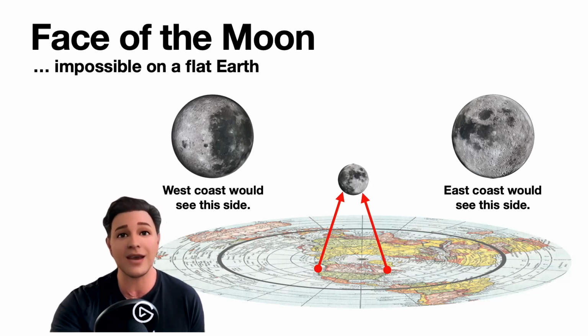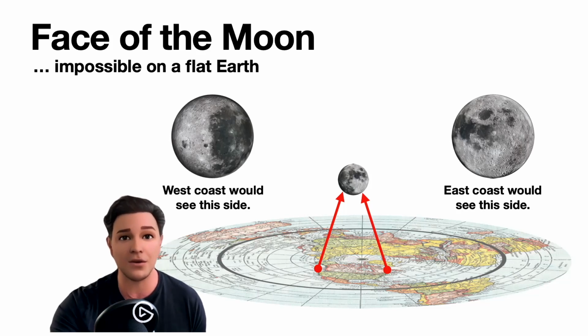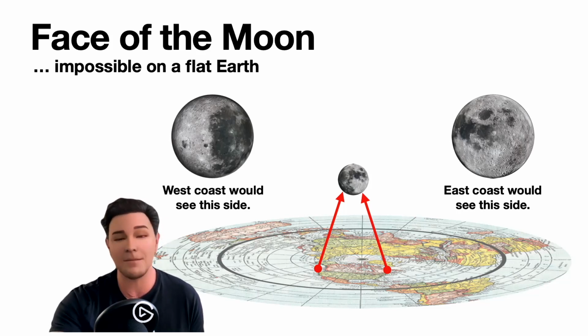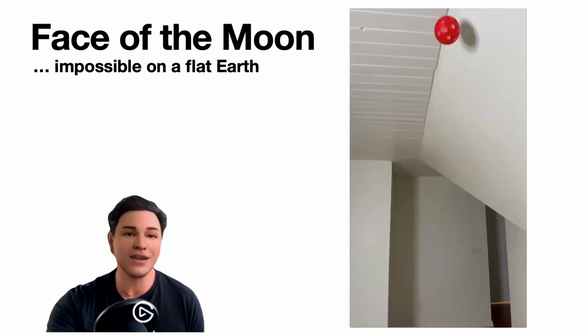So there's no flat Earth model with the moon as a sphere going over the Earth that you can prove exactly what we see with seeing only one side all the time, all over the Earth. You can't make a flat Earth model that proves that. So watch this short video to see exactly what I'm talking about.